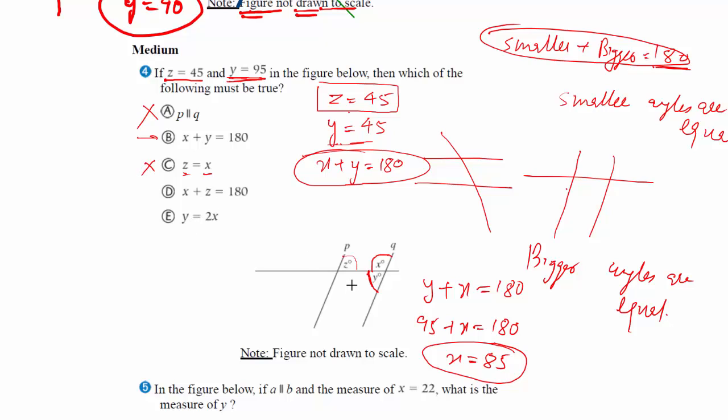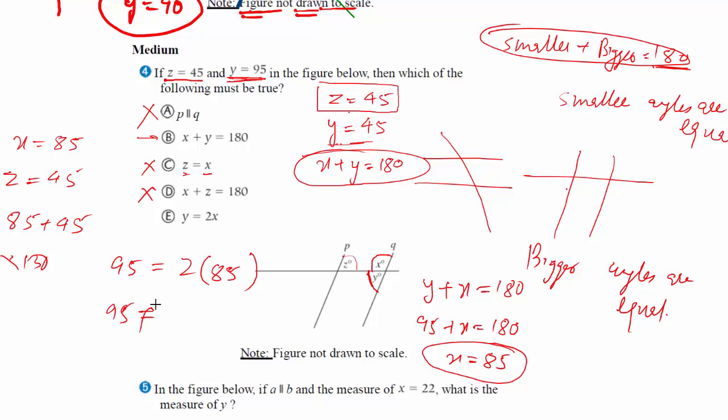X plus z is 180, so x is 85 and z is 45. Let us add them: 85 plus 45 is 130, so they are not equal to 180, right? Y equals 2x, so y is 95, and 2 times x, 2 times 85 is 170, so 95 is not equal to 170, right? So these are all wrong except this one, x plus y equals 180.